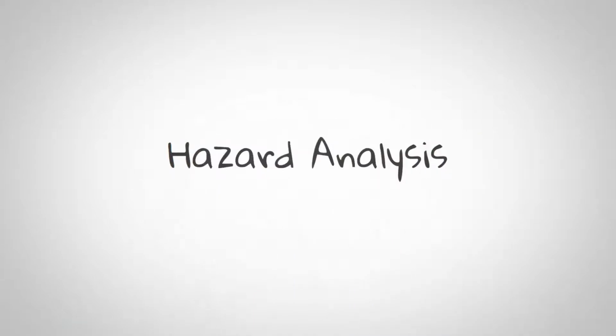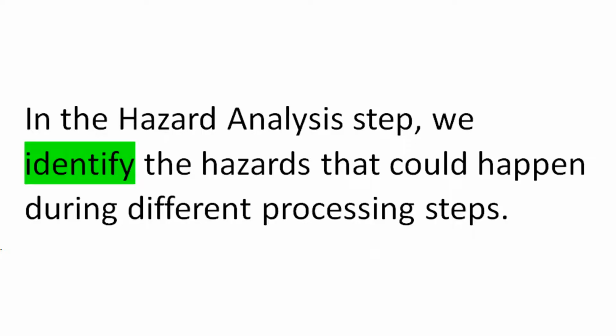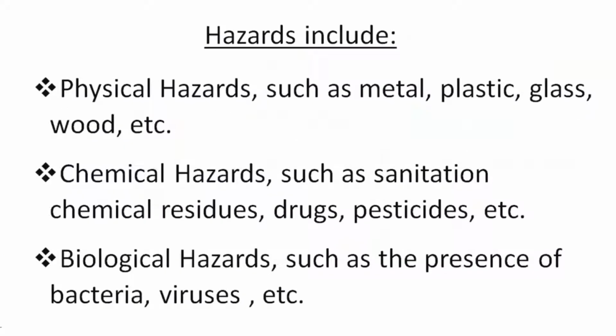Hazard analysis. What is hazard analysis? In the hazard analysis step, we identify the hazards that could happen during different processing steps. Hazards include physical hazards, such as metal, plastic, glass, wood, etc. Chemical hazards, such as sanitation chemical residues, drugs, pesticides, etc. Biological hazards, such as the presence of bacteria, viruses, etc.